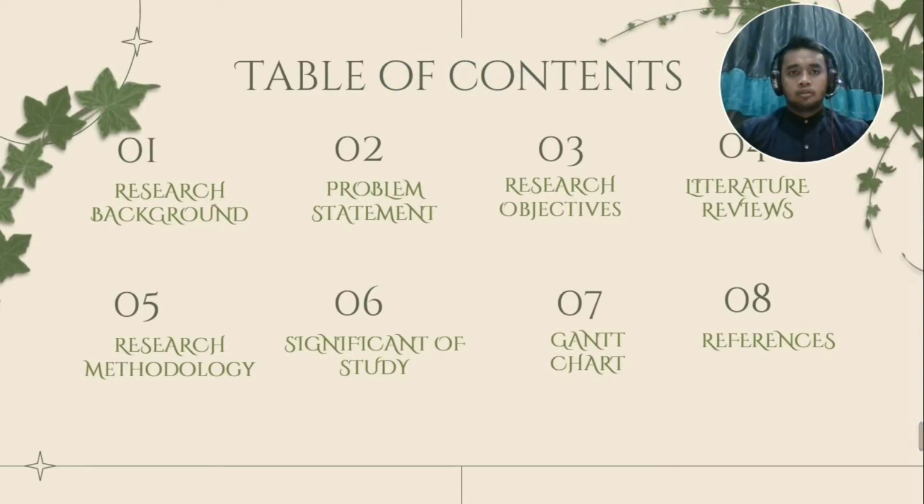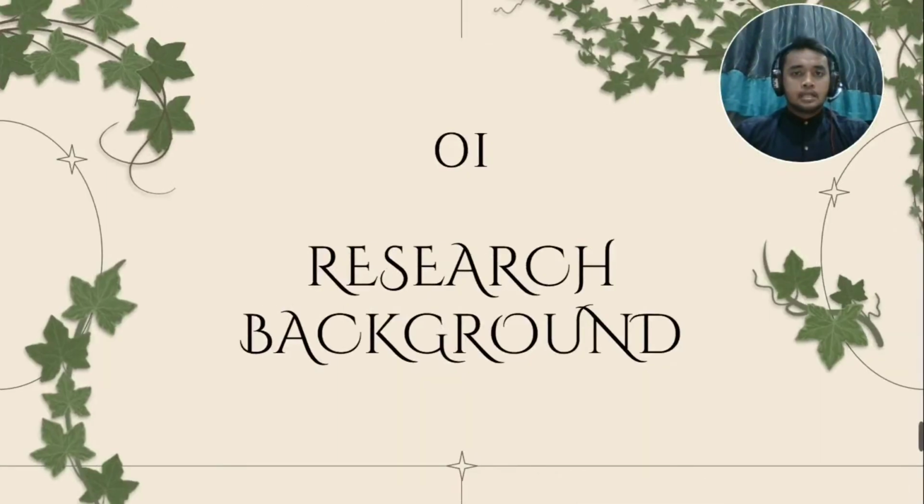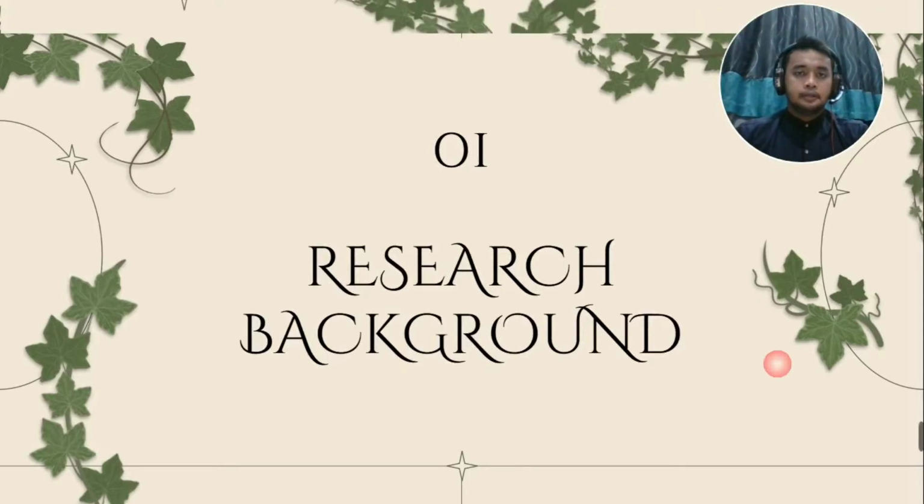This is the table of contents, which consists of the research background, problem statement, research objective, literature review, research methodology, significance of my study, and the Gantt chart and references. Okay, then for the research background, part one.